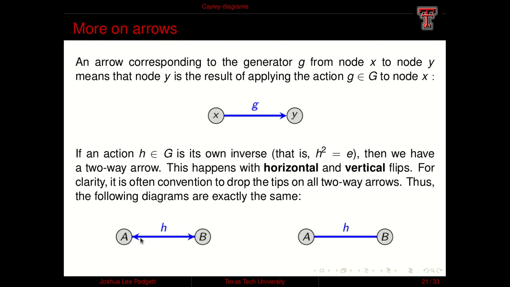However, to avoid any kind of overdrawing of features, we typically omit the arrows whenever we have a double arrow. So the idea is you cannot always omit the arrows. Arrows are only omitted whenever you have this kind of an action that is its own inverse. Okay?